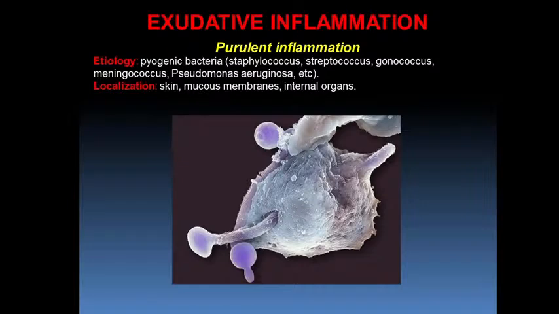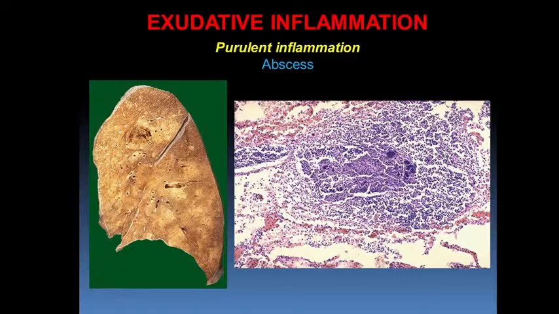Etiology: this is pyogenic bacteria like Staphylococci, Streptococci, Gonococci, Meningococci, Pseudomonas aeruginosa, Actinomyces, and so on. The main feature in morphology is histolysis. It is destruction of the tissue with proteolytic enzymes of neutrophils. There are 2 main types of purulent inflammation, which are limited purulent inflammation and diffuse.